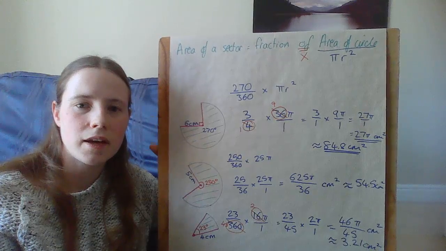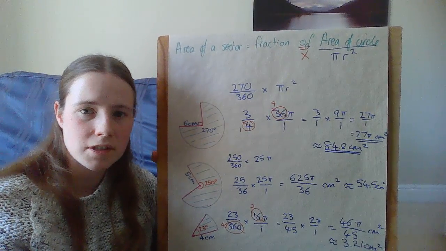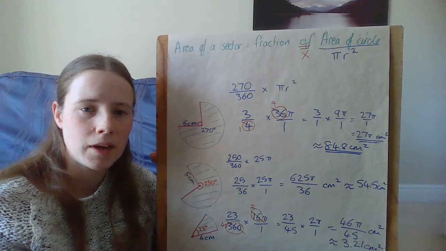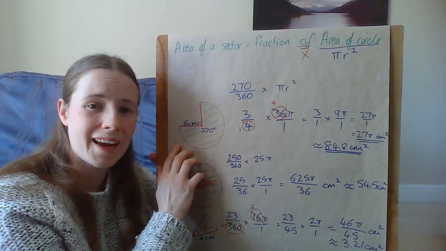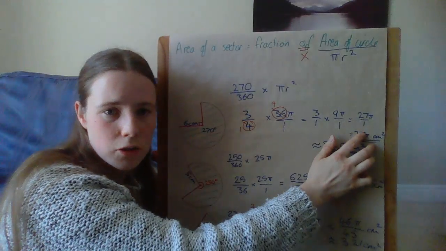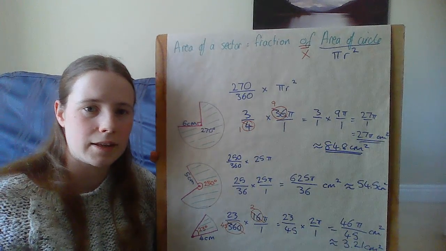Okay, so those are 3 examples for you. I'm now going to give you a few questions to have a little go at. Same principle, think about the fraction, think about the area of the whole circle, times them together, and if you can, try and do your cross simplifying like I've got here and get as far as you can before going to the calculator, because that's preparing you for seeing it in a non-calculator paper.